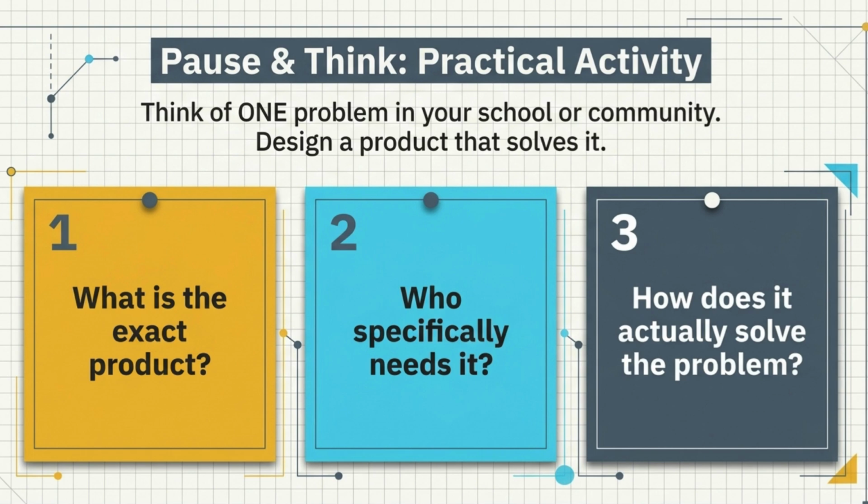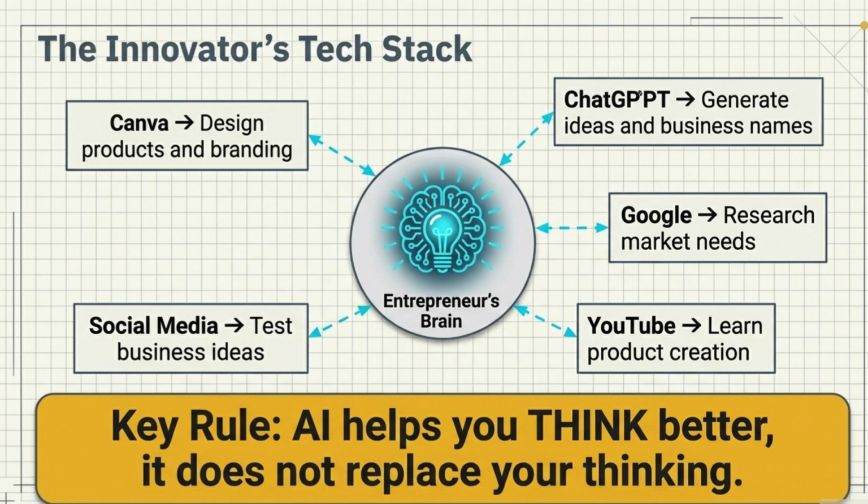Today, entrepreneurs use technology like Canva to design products and branding. They use ChatGPT to generate ideas and business names. They also make use of Google to research market needs. They use YouTube to learn product creation. And they use social media to test business ideas. But remember, AI helps you think better, not replace your thinking.